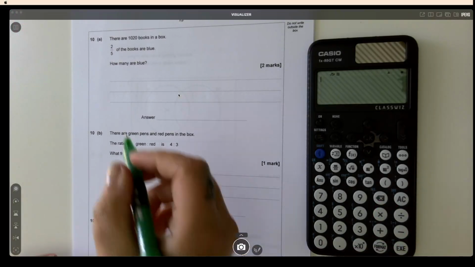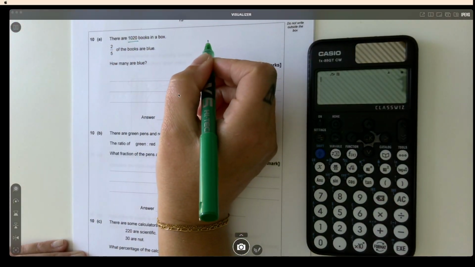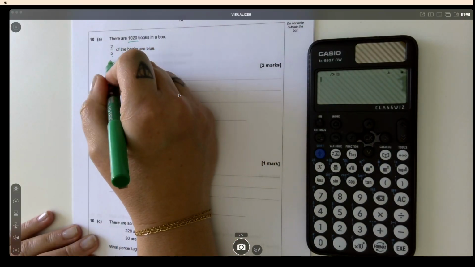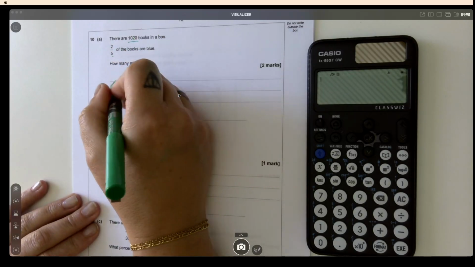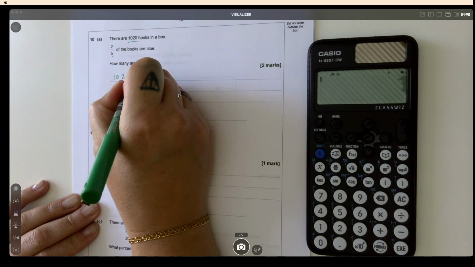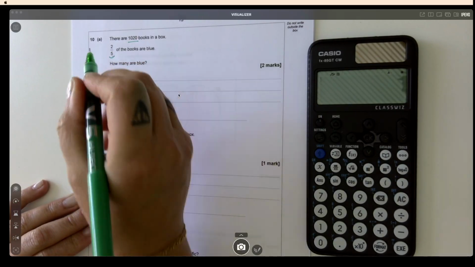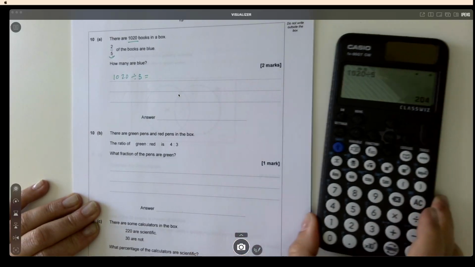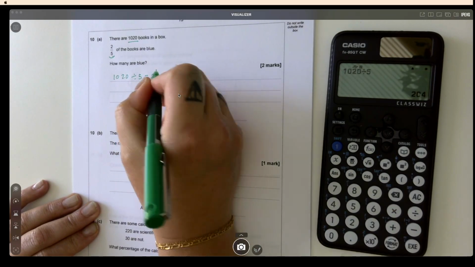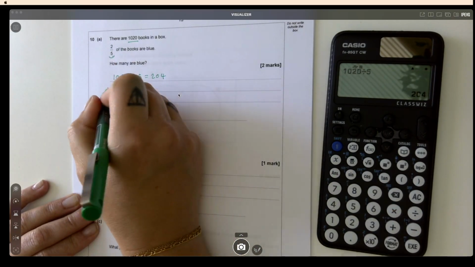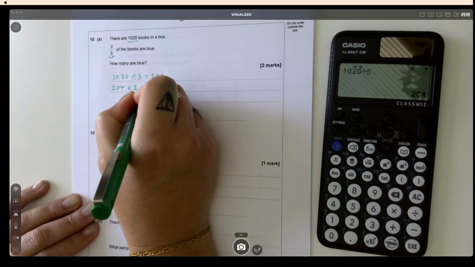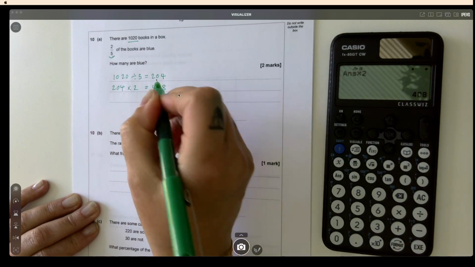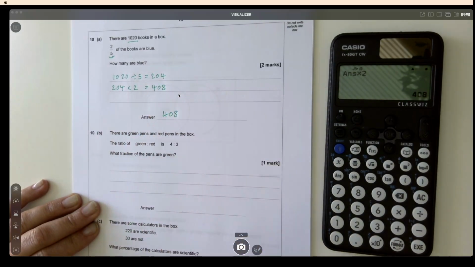10A. There are 1,020 books in a box. 2/5 of the books are blue. How many are blue? So we're going to find 2/5 of 1,020. So first of all, we're going to do 1,020 divided by 5, which is 204. So that's 1/5. And then if I multiply 204 by 2, that tells me that there are 408 blue books.